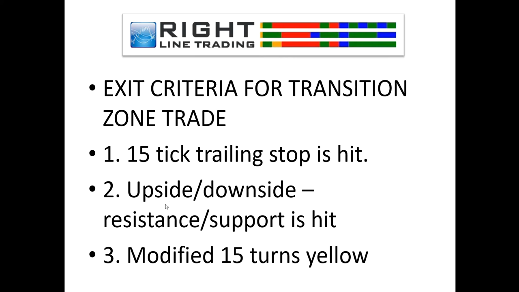It's going to take the trade out at any upside resistance or downside support. When it senses that, it's going to close the trade for you automatically. It won't take a trade if it's got to trade through resistance or support, and if you're in the trade, it will close it at resistance or support. And then, if the modified 15, our 15-period proprietary moving average, turns yellow, the system will close the trade automatically.